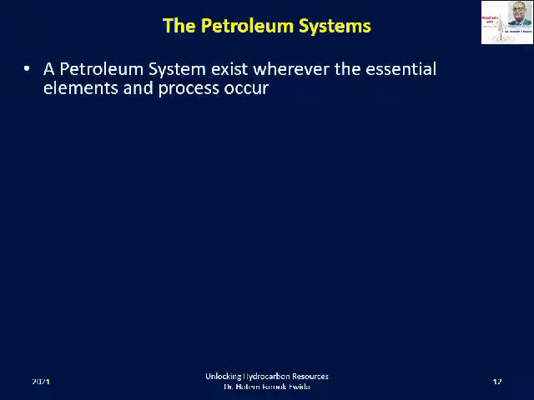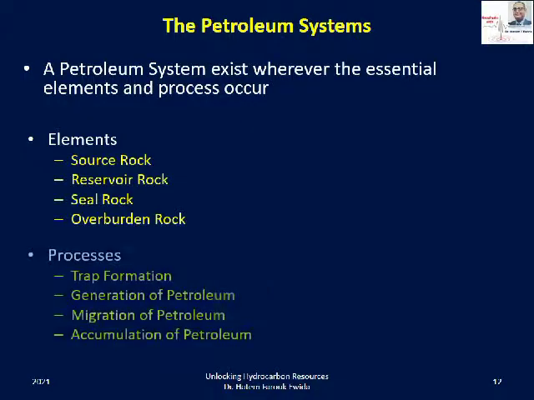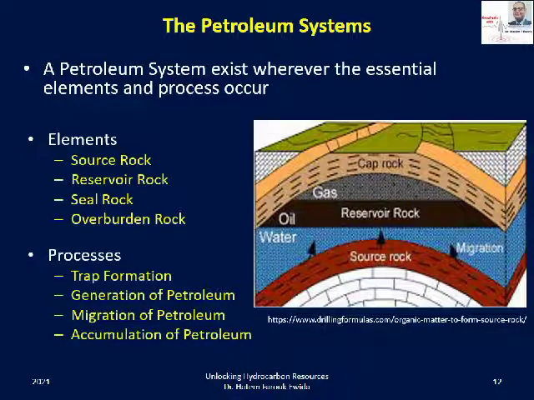So the petroleum system exists wherever the essential elements and the processes occur. What are the elements and processes? The elements of the petroleum system are the source rock, the reservoir rock, the seal rock, and the overburden rock. So when I look for a petroleum system, these are its characteristics. I should have these four elements present, and I can study them well with the tools that I showed you in the slide before the previous one.